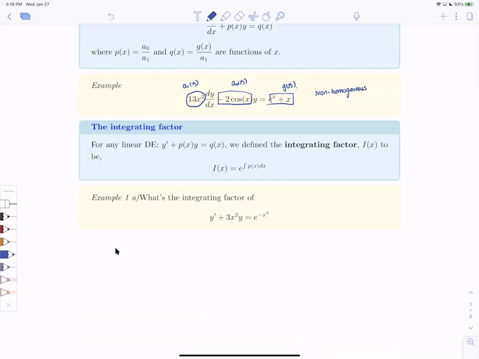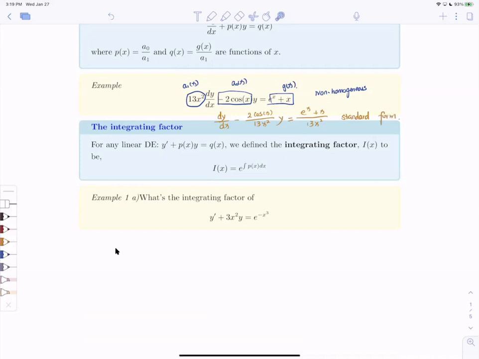And if you want to write it in standard form, then you divide both sides by this. So the standard form will be dy over dx minus 2 cosine x over 13x squared y equals e to the x plus x over 13x squared. Okay, so this is your standard form. You should always write your ODE in standard form and then use the integrating factor.